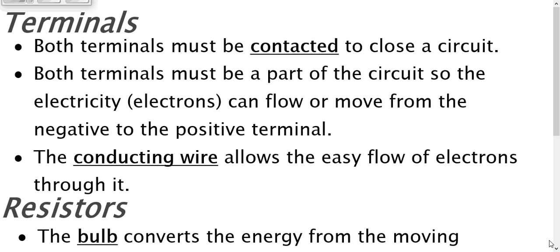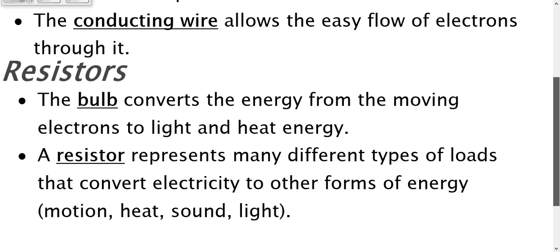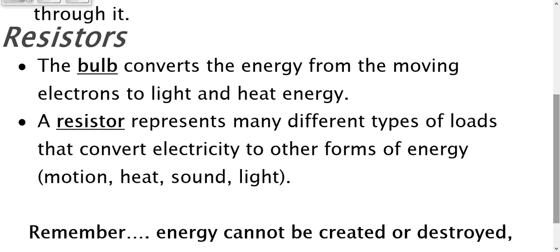Resistors: the bulb converts the energy from those moving electrons to light and heat energy. So a resistor represents many different types of loads that convert the electricity to other forms of energy. So motion, heat, light, sound. So we could have a resistor that converts that energy into light, like a light bulb, or heat, like an electric heater, motion, like a fan, sound, like a radio. So any of those things.